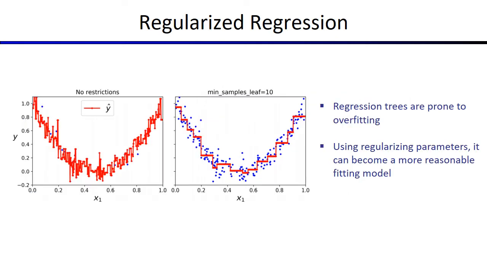Just like decision trees in classification tasks, regression trees are also prone to over or under fitting. Without any regularization, using default hyperparameters, you get the prediction on the left, which is obviously overfitting the training set very, very badly. This example shows a regularization parameter, using min samples leaf, to output a more reasonable fitting model, which is on the right.